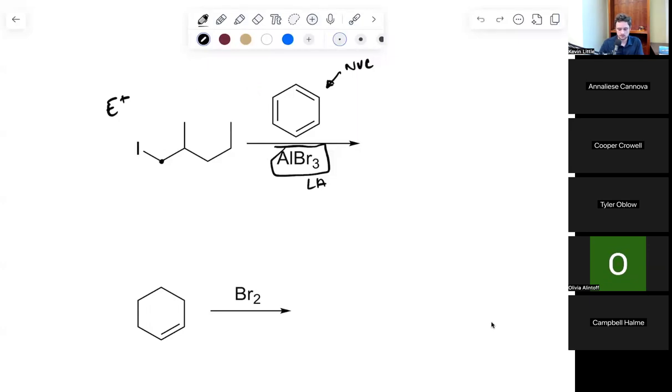But here's the problem. This is just a regular alkyl halide. After it leaves because of the Lewis acid, I end up with this. That's ripe to have a hydride shift.